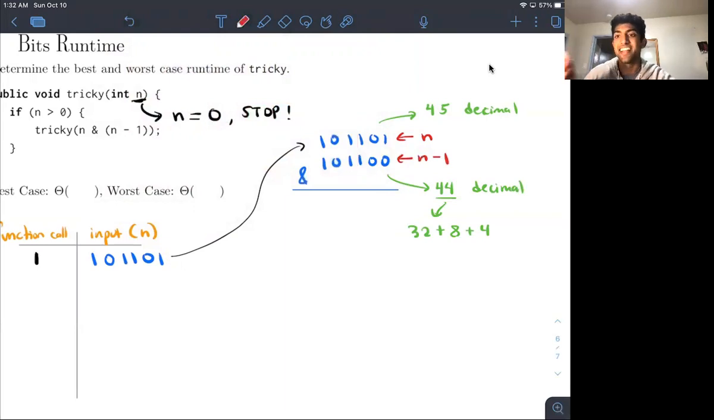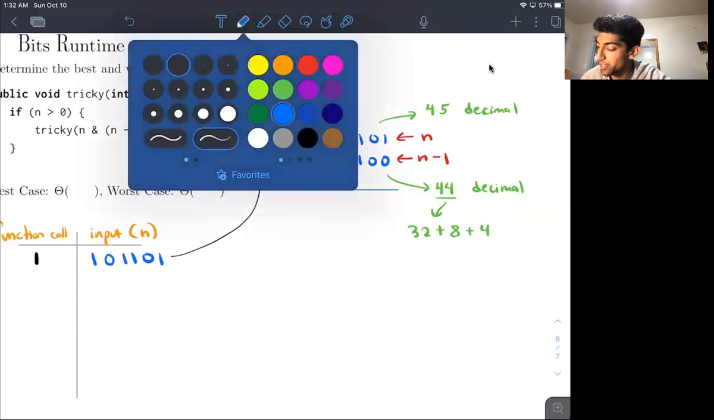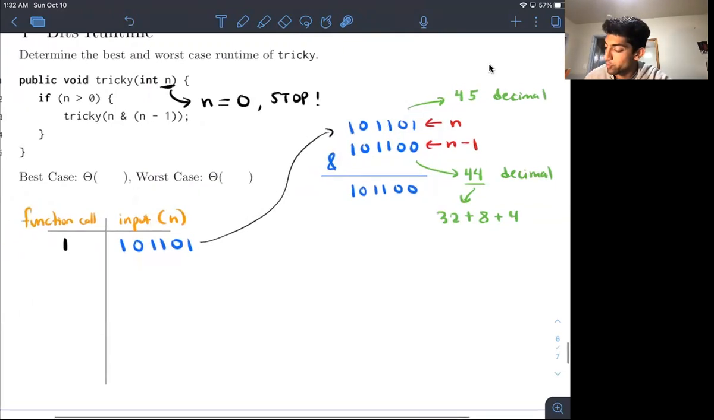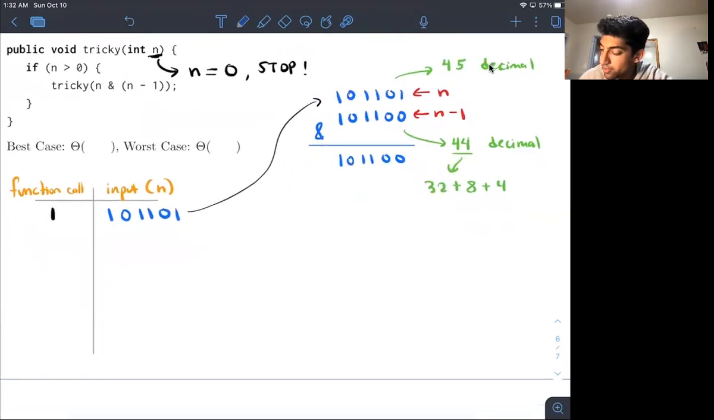So now that we have n, now that we have n minus 1, let's do the AND operation and see what results. After doing this AND operation, we're going to get 1, 0, 1, 1, 0, 0. And it happened to be the same as n minus 1 in this example, the number that we got out, but I'm not sure if that's always going to be the case. Regardless, let's do one more iteration before we try to draw any conclusions here.